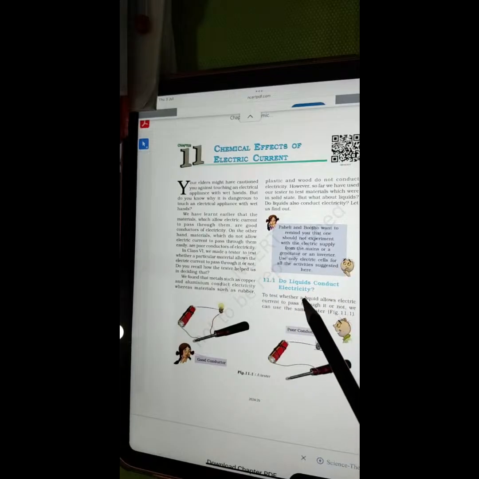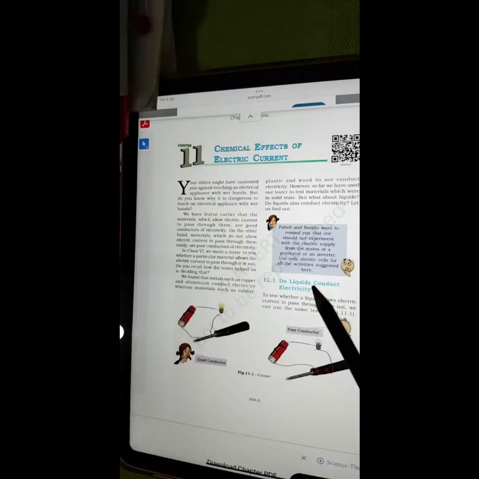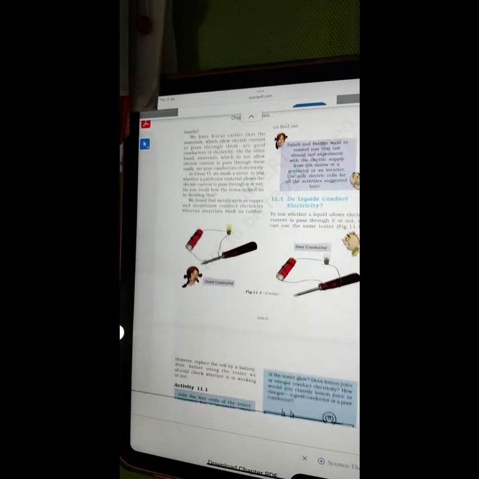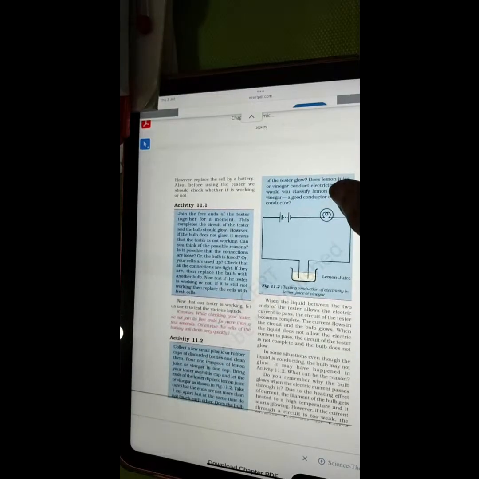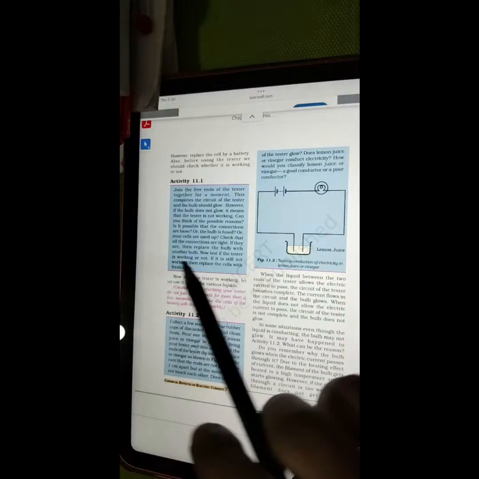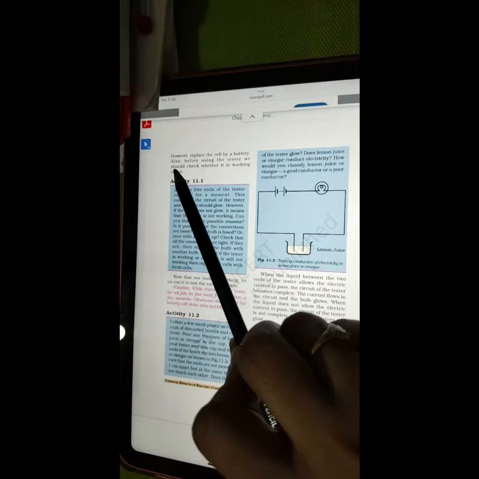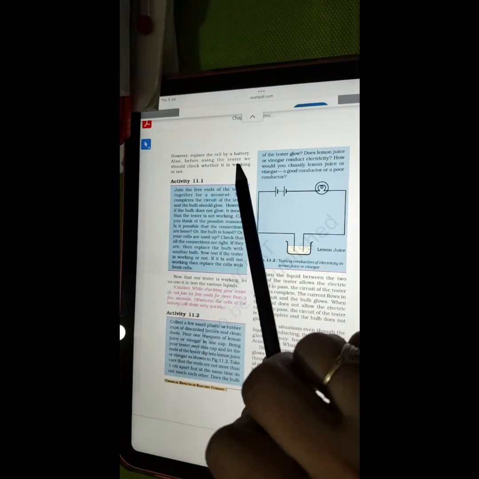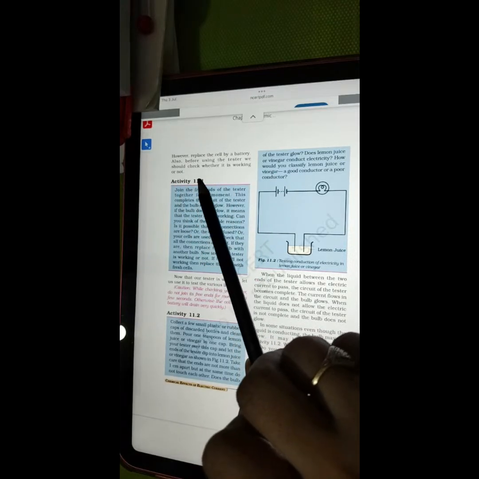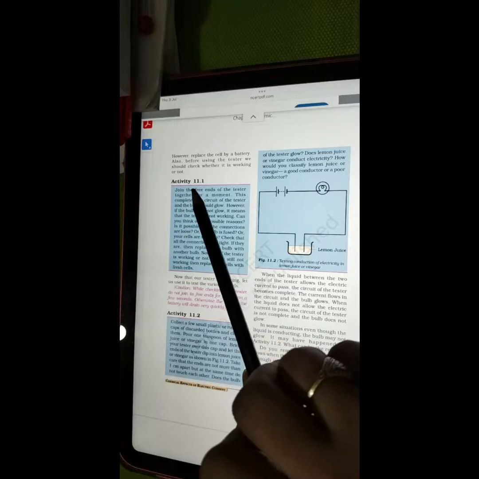11.1 Do liquids conduct electricity? To test whether a liquid allows electric current to pass through it or not, we can use the same tester as shown in figure 11.1. So we are coming to the next page now. However, replace the cell by a battery. Also, before using the tester, we should check whether it is working or not.